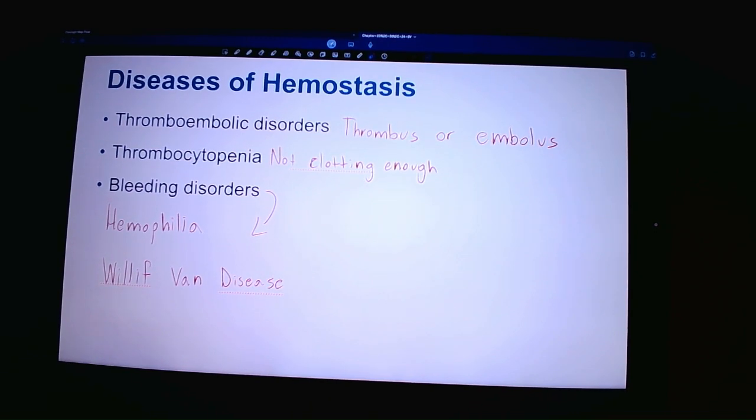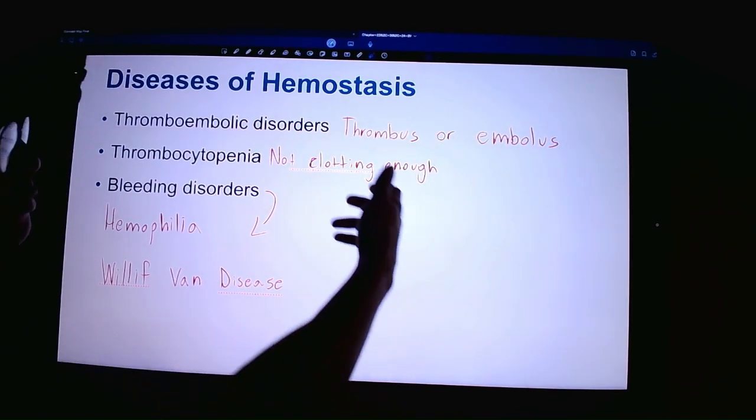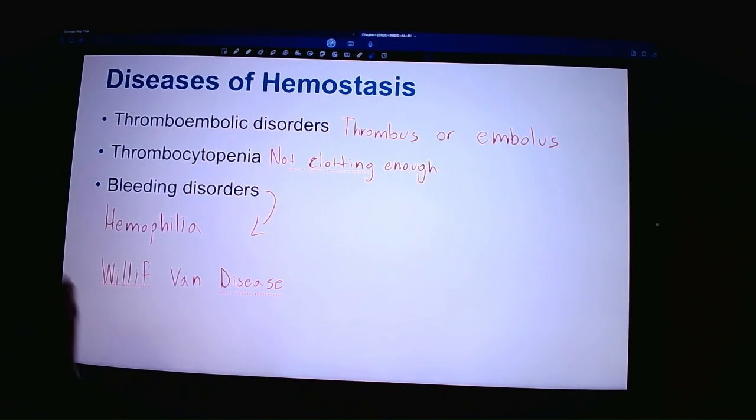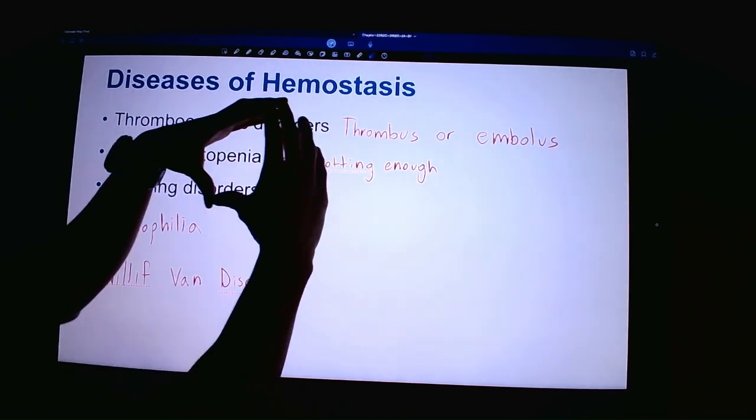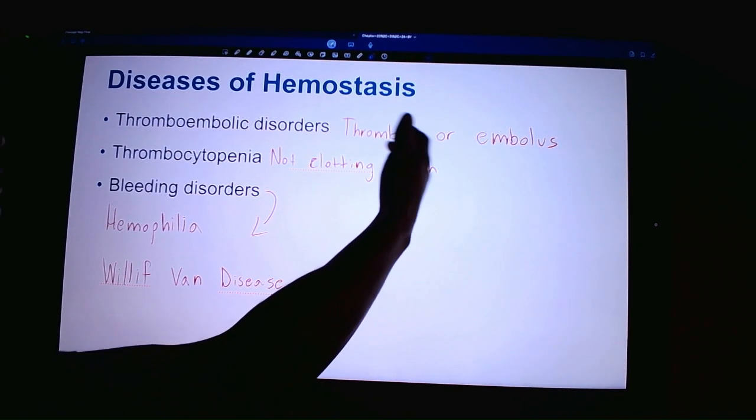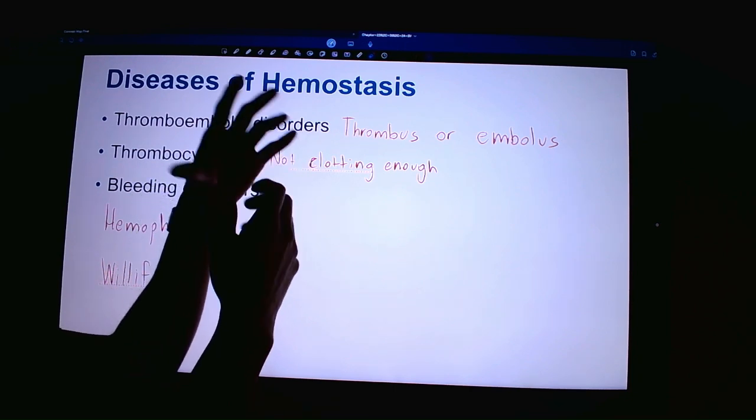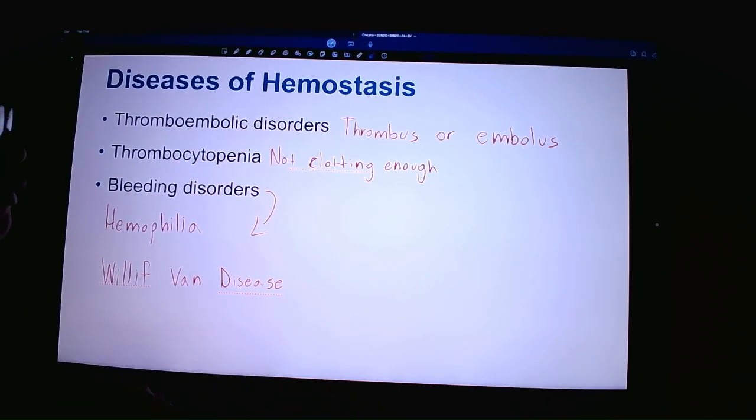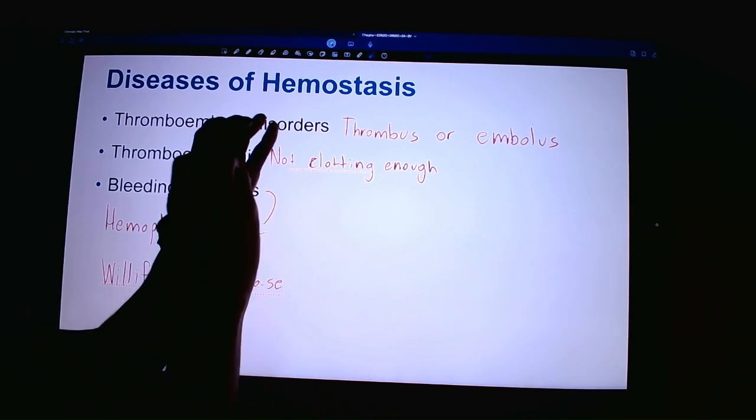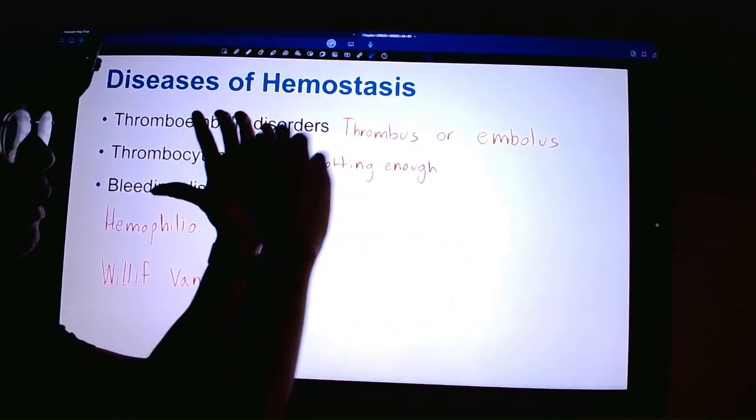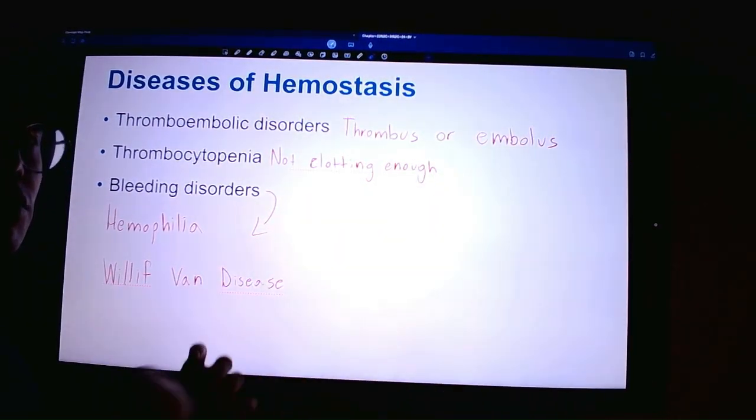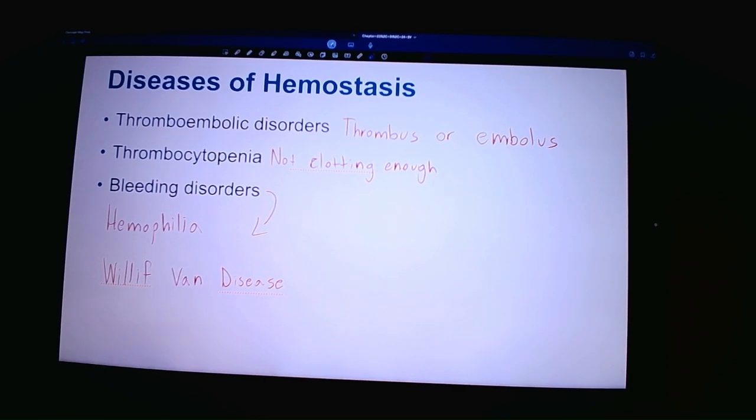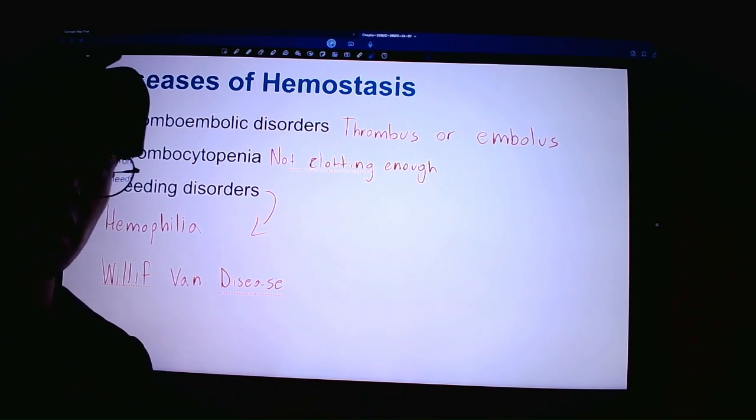So diseases that affect hemostasis, right? So thromboembolic disorders, right? So thrombus or embolus, right? Thrombus is static; it doesn't move in the blood vessel; it stays right there. The moment a clot, a thrombus, so on and so forth, the moment that clot breaks off and moves from its origin point throughout the circulation and ends up anywhere else, that is an embolus, right?